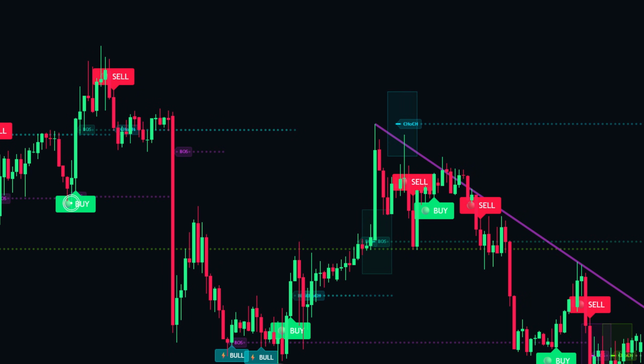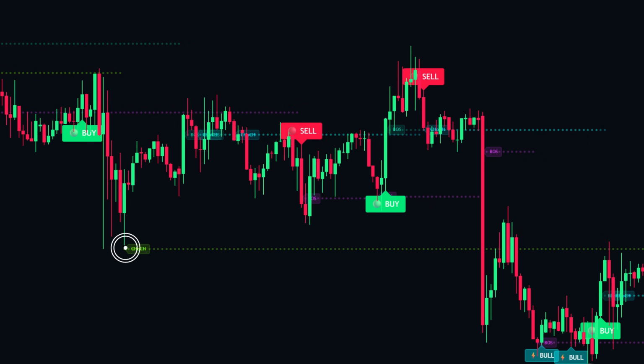First, we have the green buy and red sell signals. These are fully confirmed trade entries. Next, we can see the change of character. These labels show a shift in market behavior, indicating when buyers or sellers are starting to lose control.